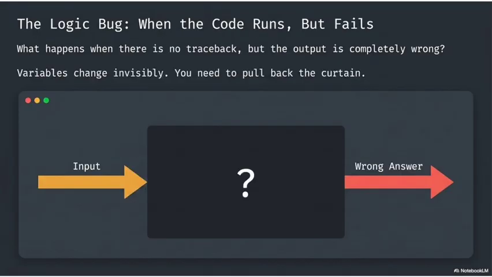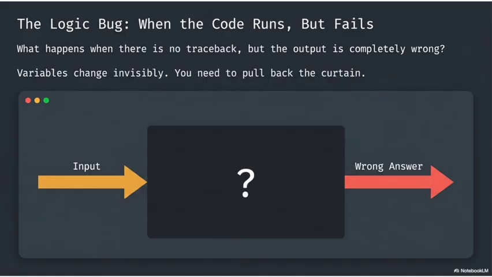The hardest bug to fix is the one that produces no tracebacks at all. The logic bug, where the code runs but the output is completely wrong. There's no error message to read, no line number to jump to. Python executed every line successfully, but somewhere in the chain, a variable was set incorrectly, an operator was flipped, or a condition evaluated the wrong way. The output is wrong, but Python doesn't know it's wrong. Only you do. This is the logic bug.